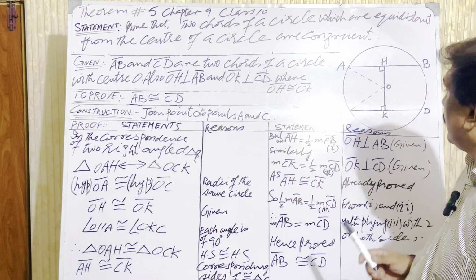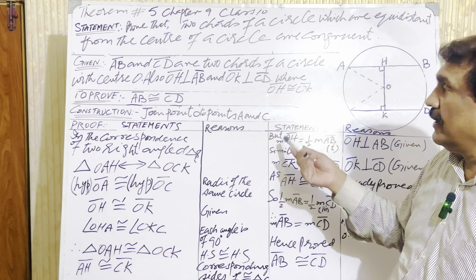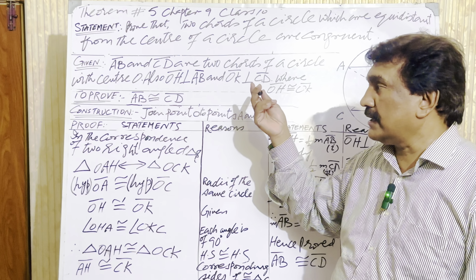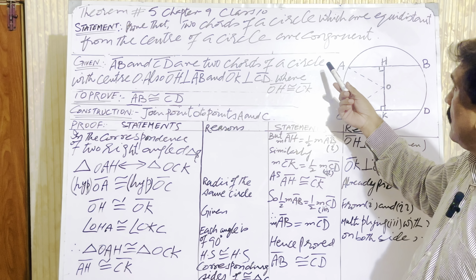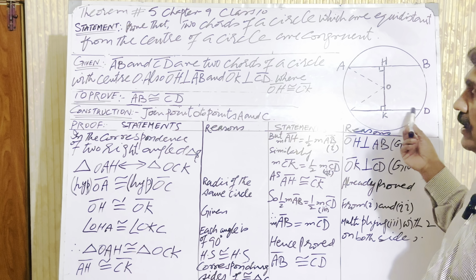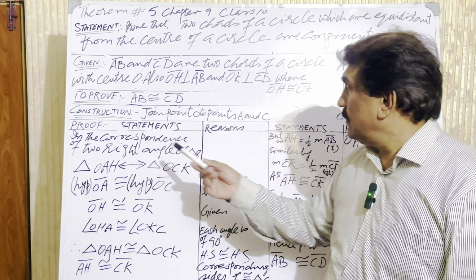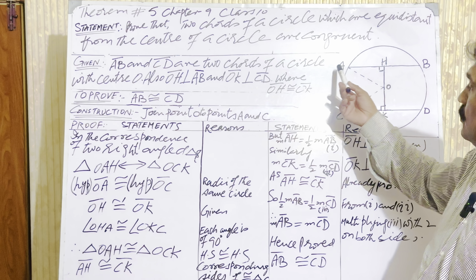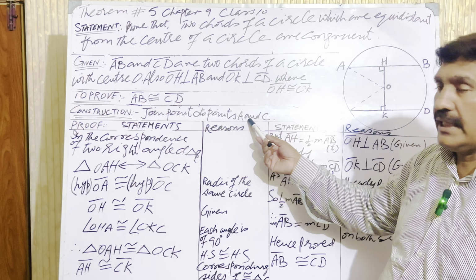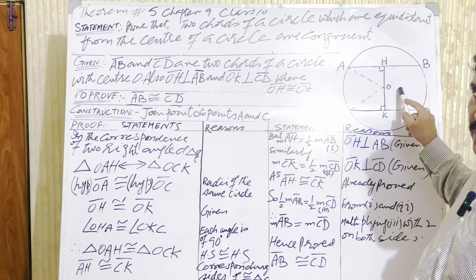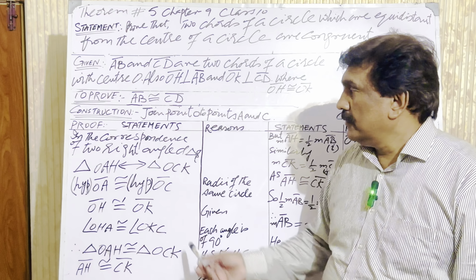Done? Okay. In this theorem, what was given in the previous one will become the proof, and what is given here will become the thing to prove. So we want to prove that chord AB and chord CD are congruent to each other. Construction: we have joined point O to points A and B, and point O to points A and C. Now the proof.